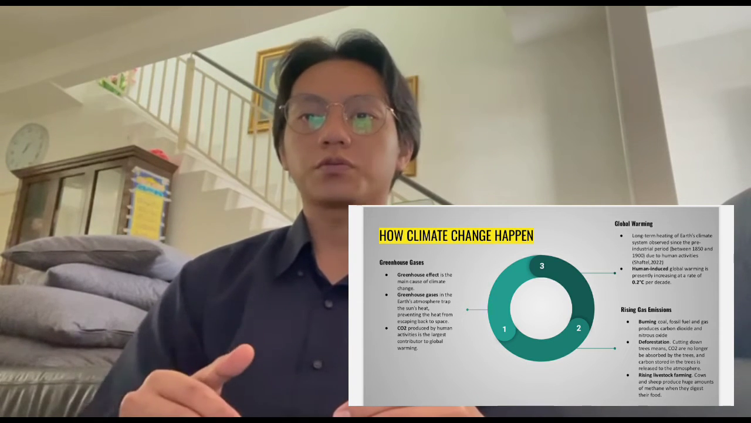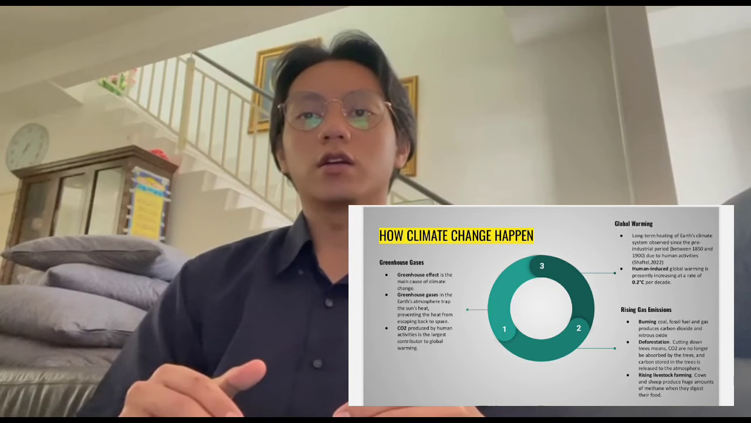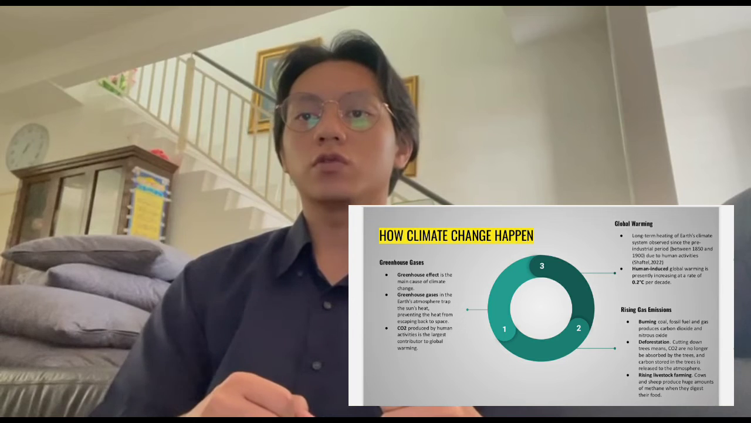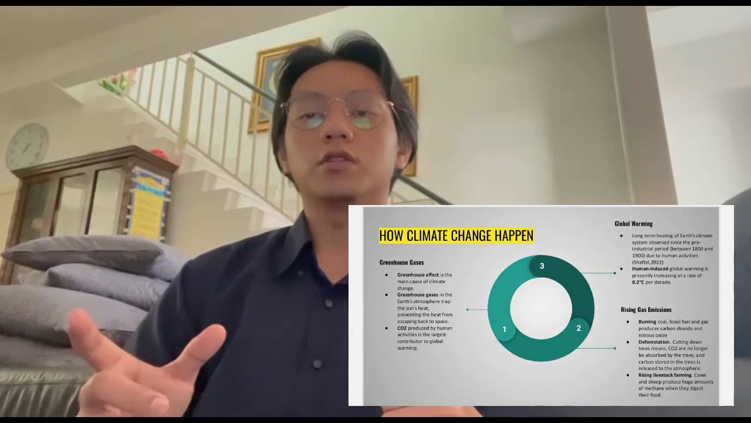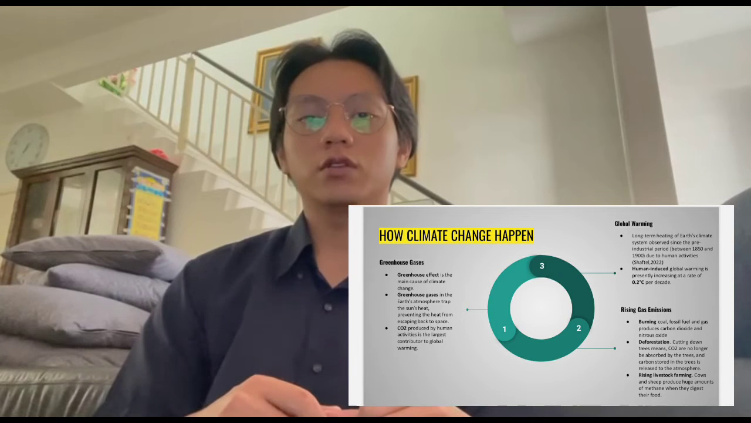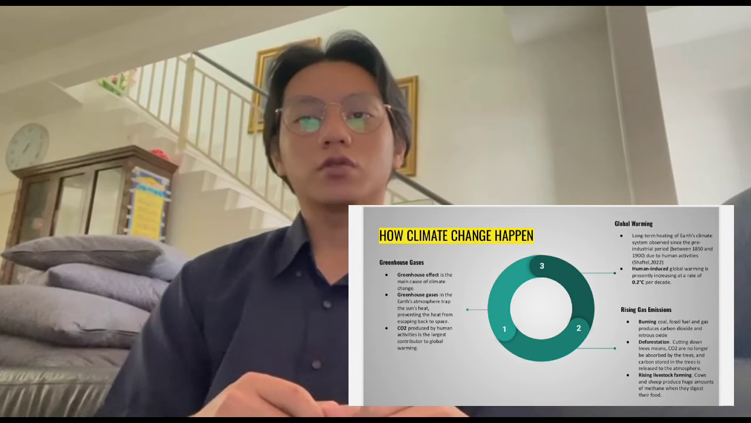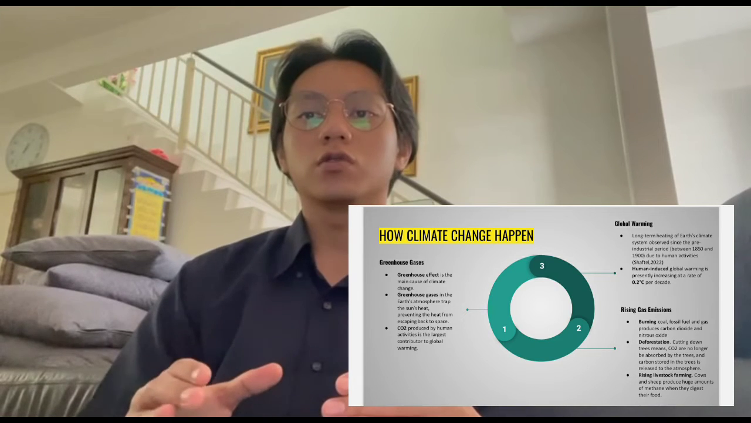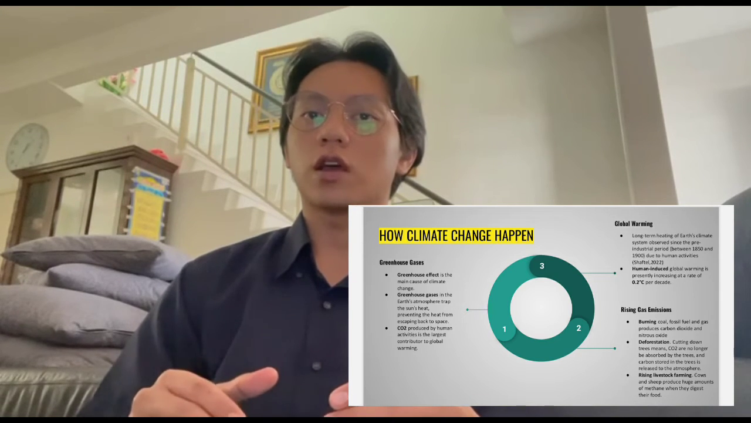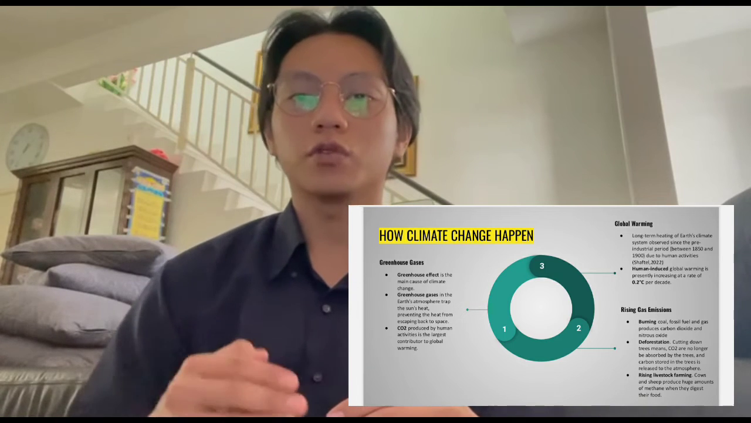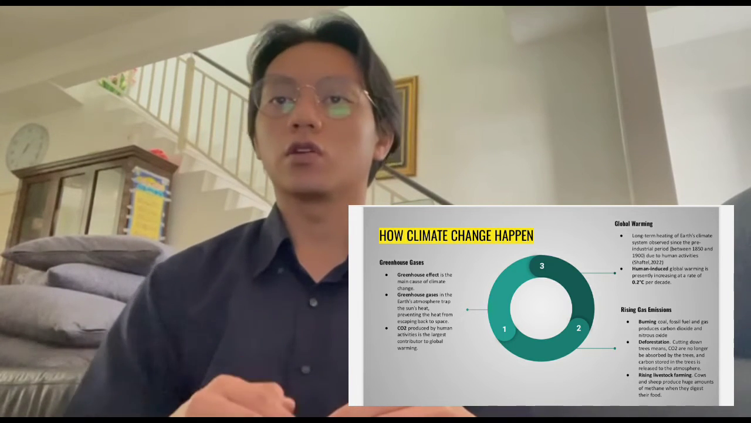In the future, there is also deforestation, like cutting down trees. That means carbon dioxide is no longer absorbed by the trees, and the carbon dioxide stored in the trees is also released into the atmosphere, which can cause unstable gases in the atmosphere and lead to global warming.